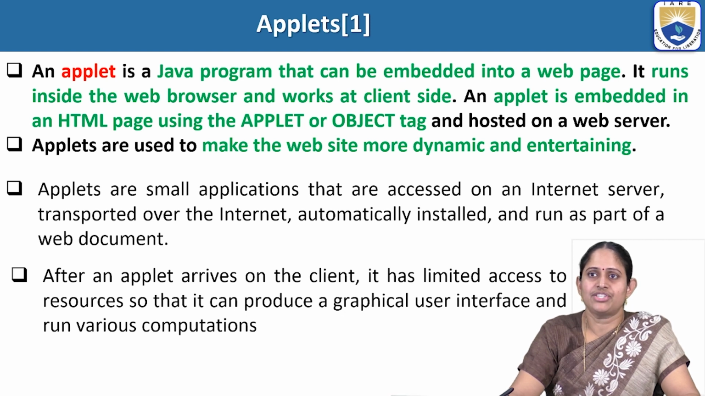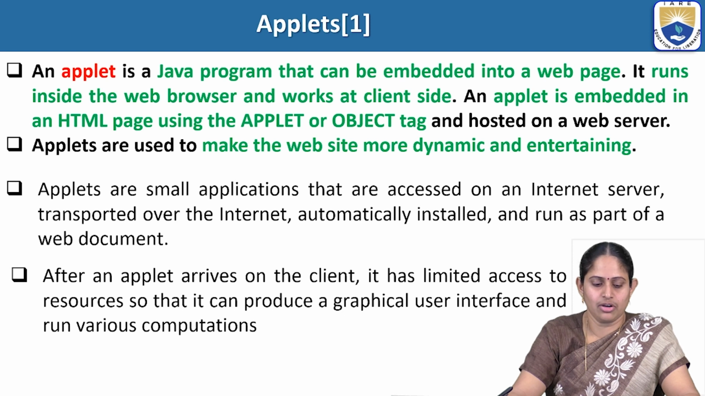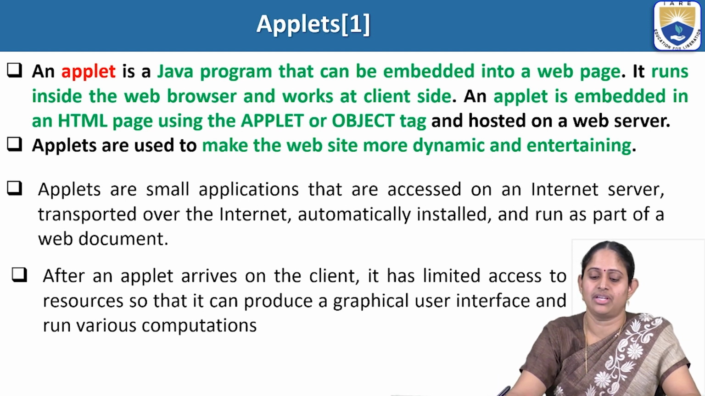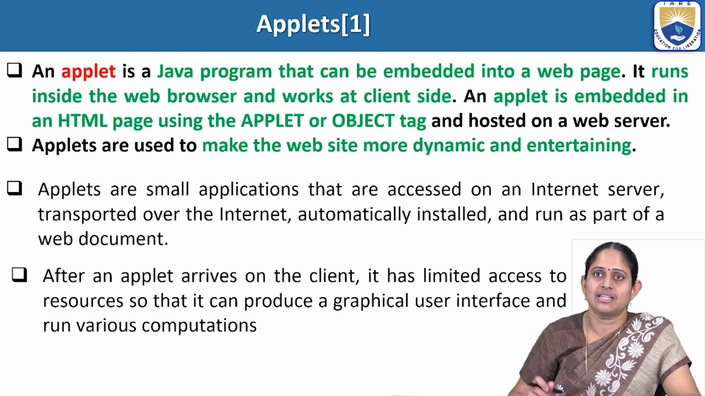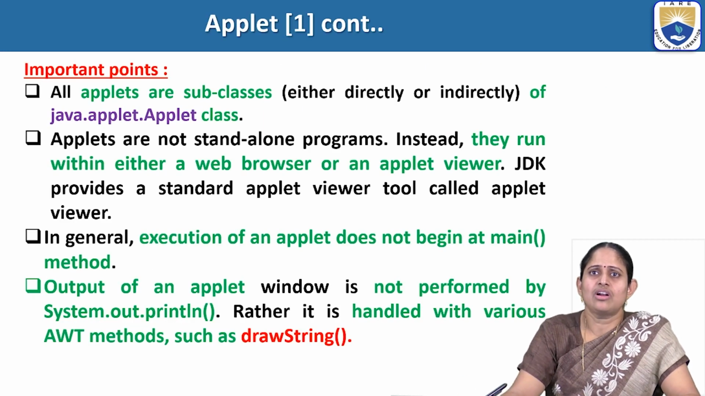They are small applications that are accessed on an internet server, transported over the internet, automatically installed and run as part of the web document. After an applet arrives on the client, it has limited access to the resources so that it can produce a graphical user interface and run various computations. So these applets are Java programs which are embedded inside a web page and they work at the client side of the program. Now these applets are all subclasses of the Java applet class.